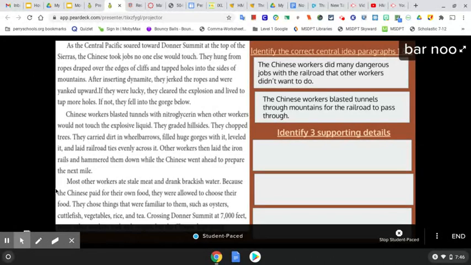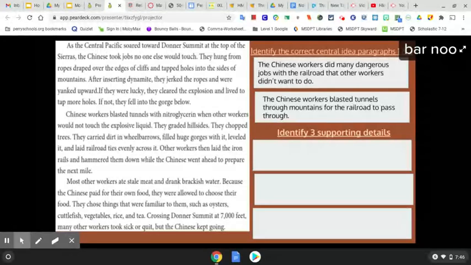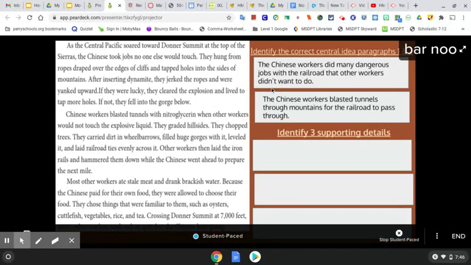As the Central Pacific soared toward Donner Summit at the top of the Sierras, what's the Sierras? That's right, the Sierra Mountains, okay? The Chinese took jobs no one else would touch. Well, that reminds me of something that was over here for our central idea. That's right, right here it says other workers didn't want to do. Okay, so let's read on.